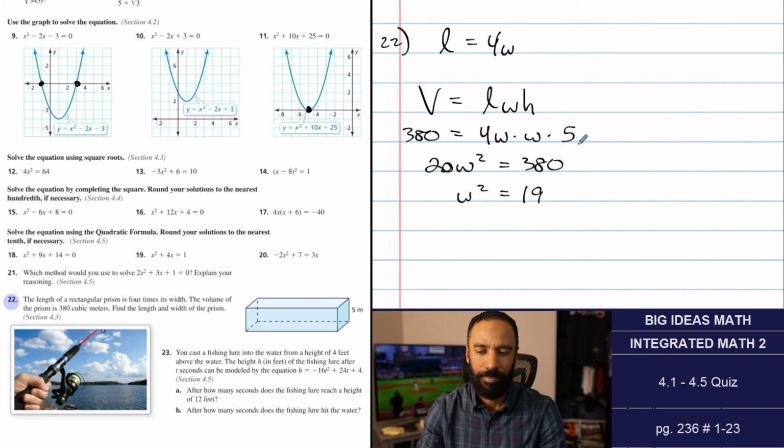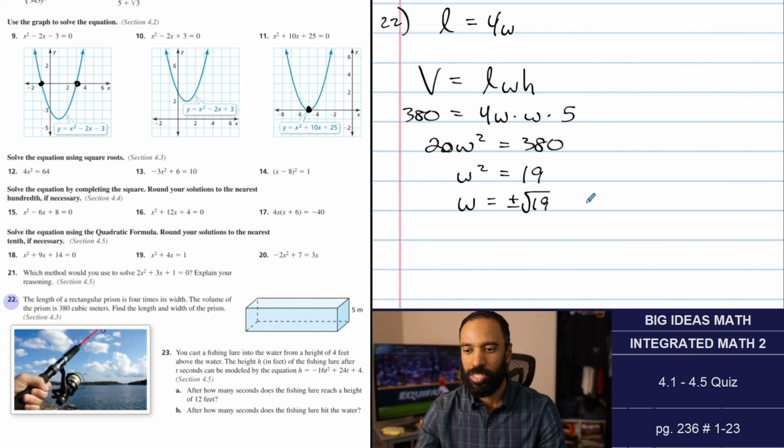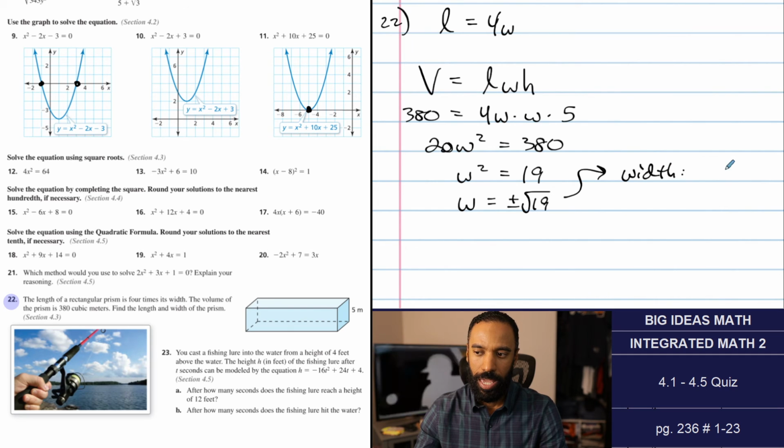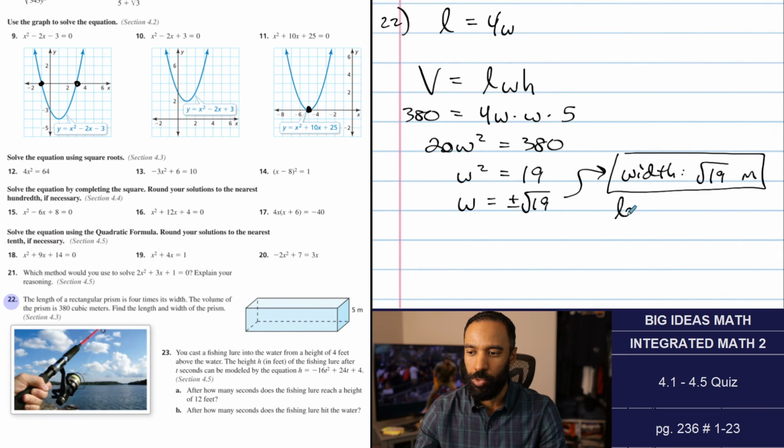That's not a great number. Take the square root of both sides, you get W equals plus or minus square root of 19. Now, widths cannot be negative. They can be irrational, I suppose. So the width is root 19 meters. Now the length is 4 times the width. So the length is 4 root 19 meters.